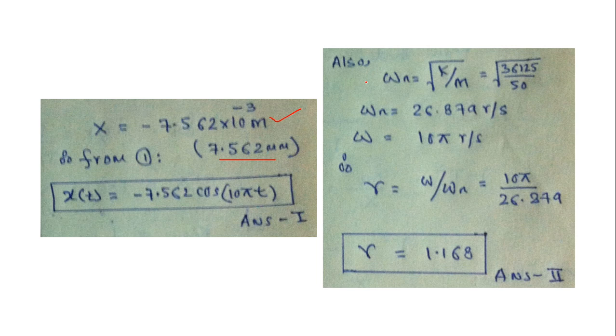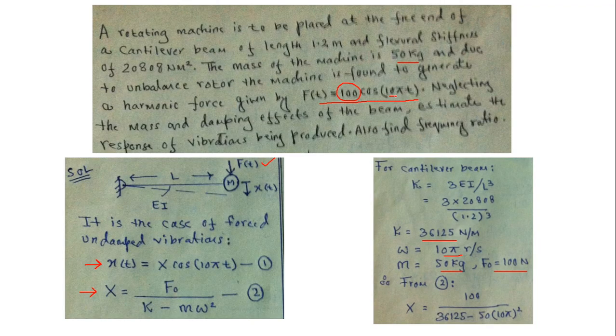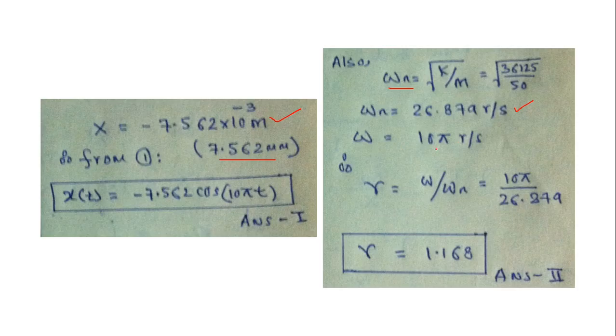Secondly, we need to find the frequency ratio, that is r, and r is equal to omega over omega n. This omega is the excitation frequency, and this is the natural frequency, and we know that the natural frequency can be written as square root of k by m. We have already found the value of k, 36125. m is given to be 50 kilograms. We can get the value of natural frequency, that is 26.879 radian per second. Omega is already specified in the harmonic function, 10 pi radian per second, and therefore r comes out to be 1.168.